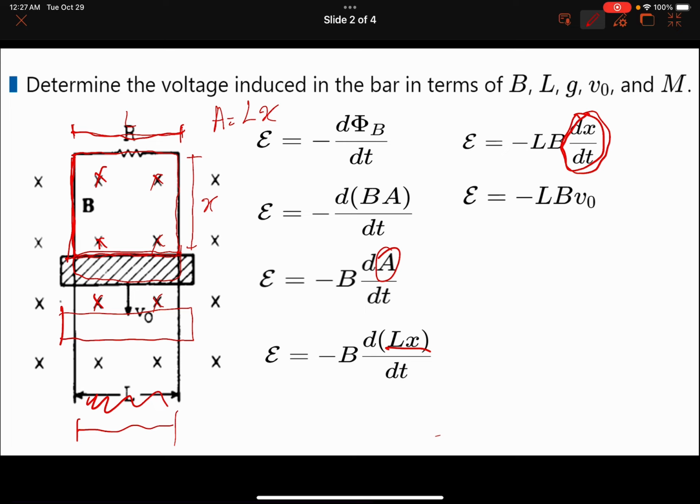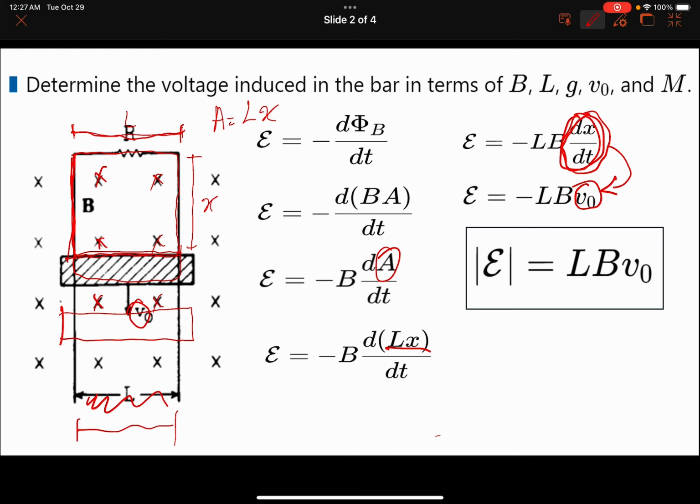Well, this is the rate of change of distance with respect to time, and it's going to be equal to the speed. And with what speed is it falling down? They already gave us v naught. So you can change it to v naught. And if we're dealing with a magnitude, you can take the absolute value of both sides, and that will be your answer for the voltage induced. All right, so that would be the first part.